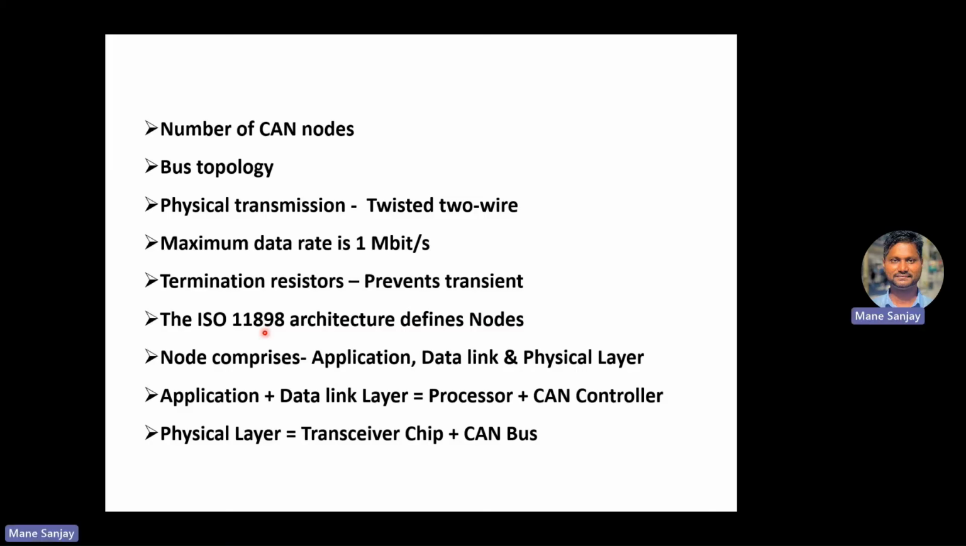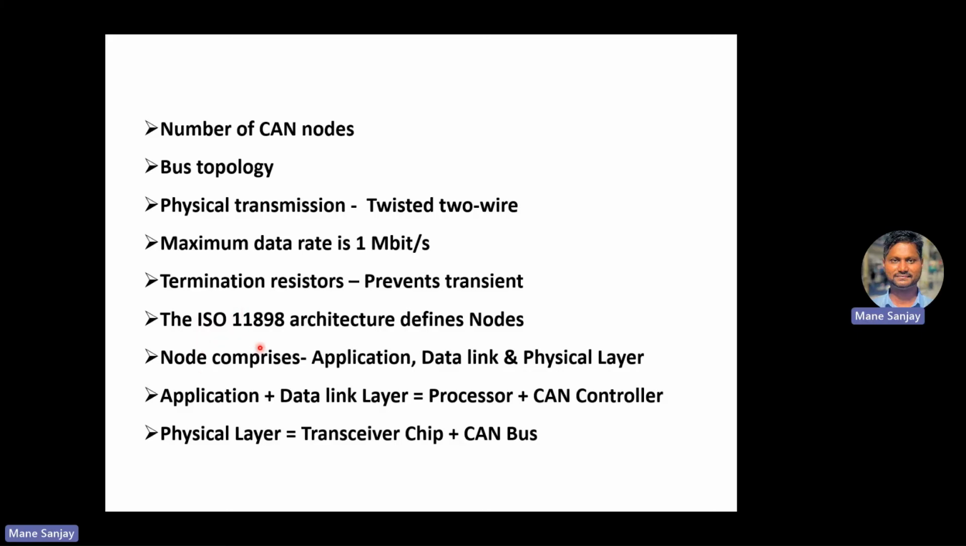With the help of the CAN protocol, you can send data with a maximum data rate of 1 Mbps. We need to have termination resistance at the end of the main backbone, which is used to prevent signal transients, signal reflections, or the mirror effect of the signal.